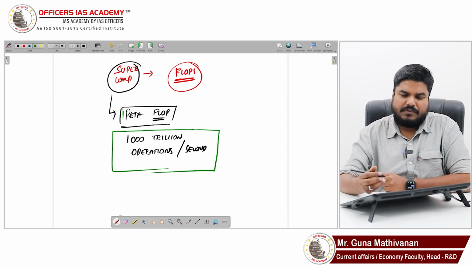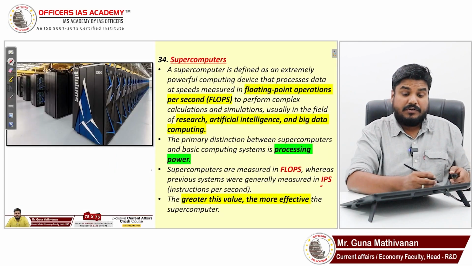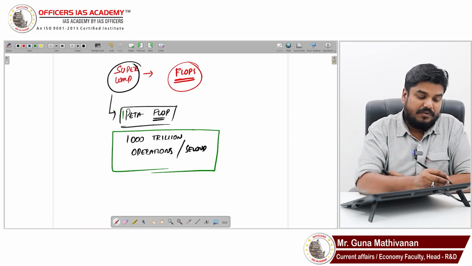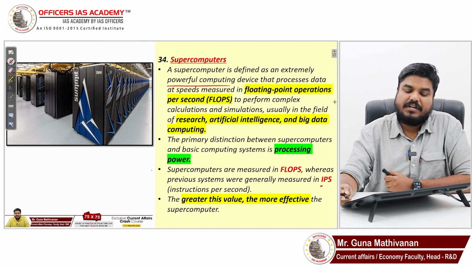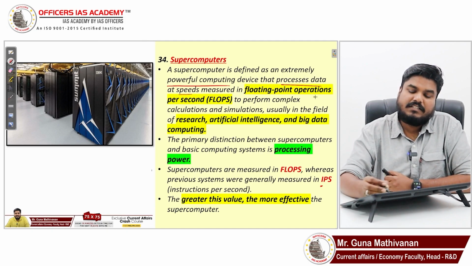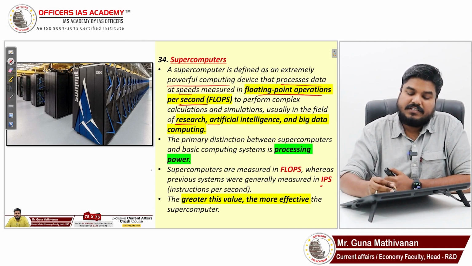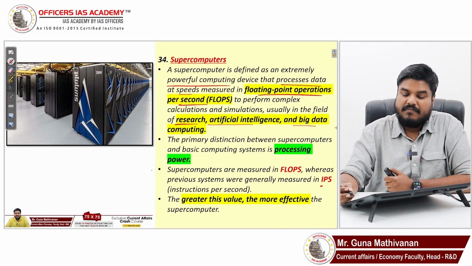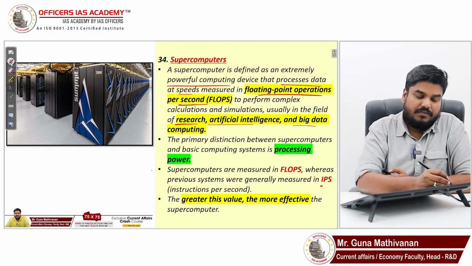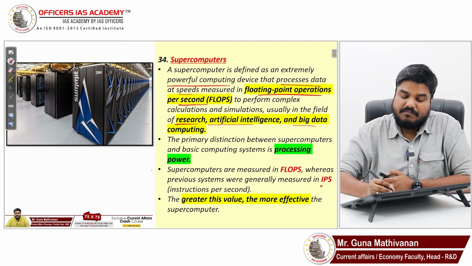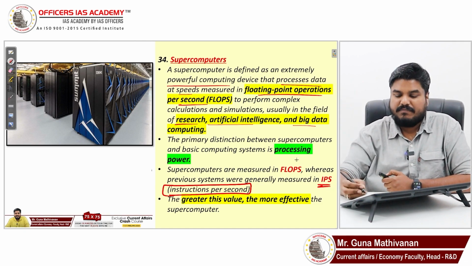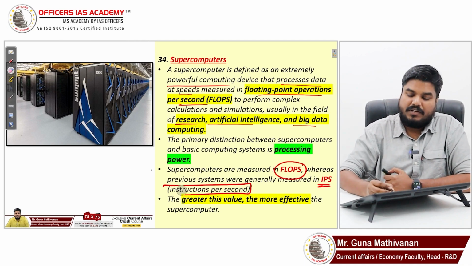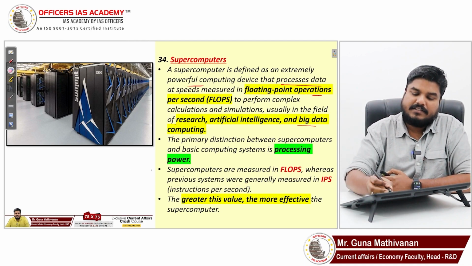Right. So with respect to India, but before showing the India statistics, I hope you got clarity on this topic. Supercomputers are powerful computing devices that process data at a greater speed. They are measured through floating operations per second. They are used in research, artificial intelligence, big data. The regular computers use instructions per second, IPS. Supercomputers' efficiency is measured using flops, floating operations per second.